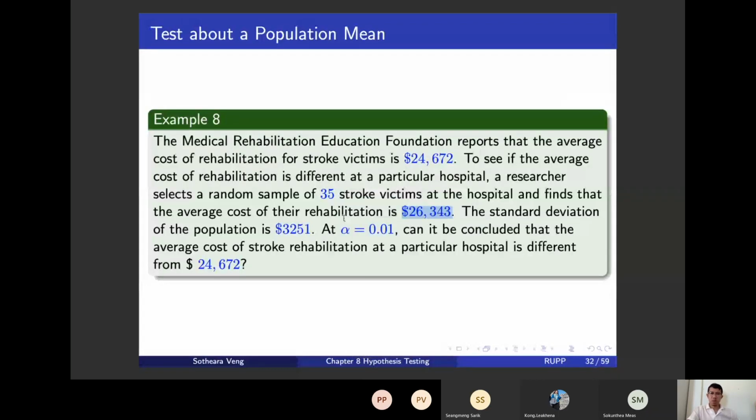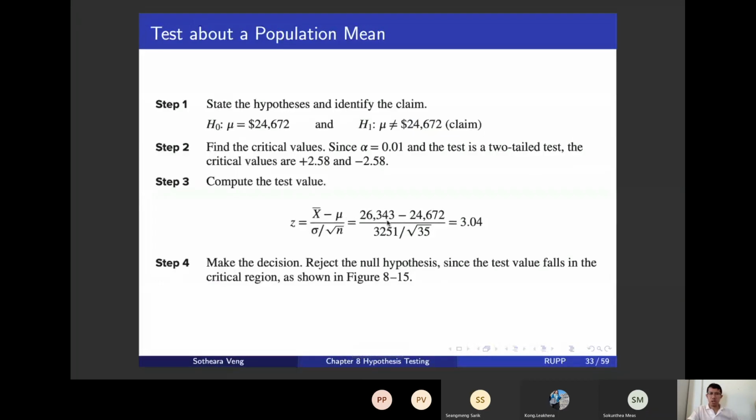And then the population standard deviation is this one, I mean the sigma. And the initial claim is this. Then you end up with a test value of 3.04. 3.04 is between these two values. So it is inside the non-critical region, right?